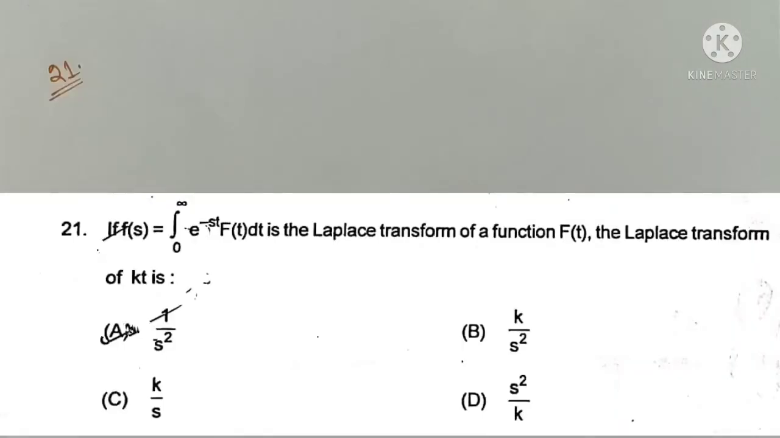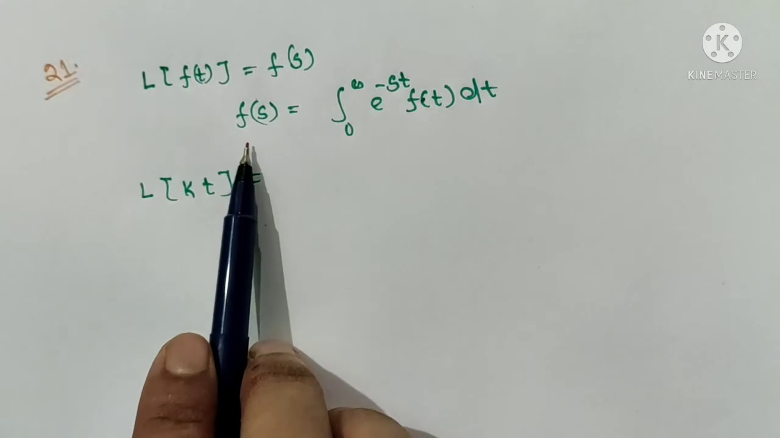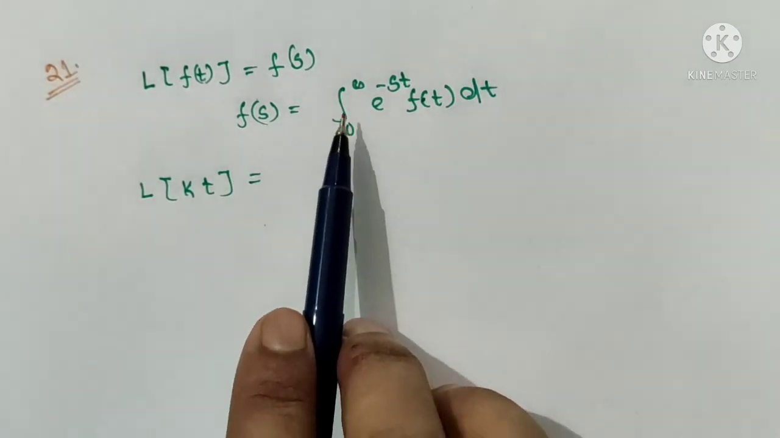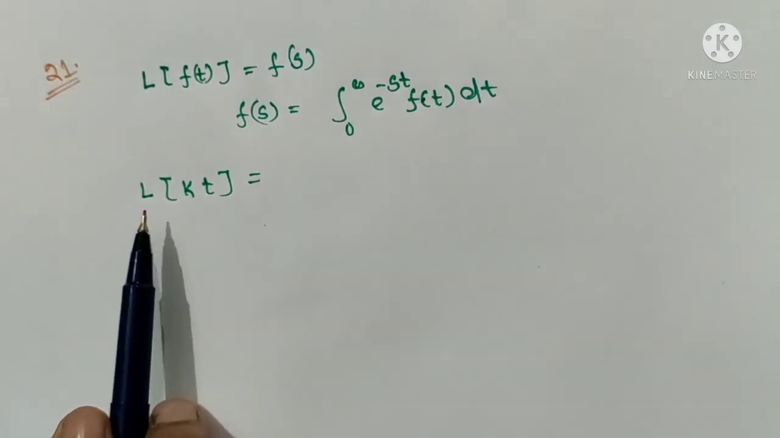Question number 21. If f of s equals integral 0 to infinity exponential minus st f of t dt is the Laplace transform of function f of t, the Laplace transform of kt is? So Laplace transform of f of t is f of s, which is expressed as integral 0 to infinity exponential minus st f of t dt, and we have to find Laplace transform of kt.